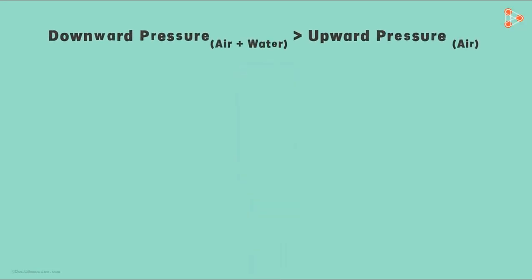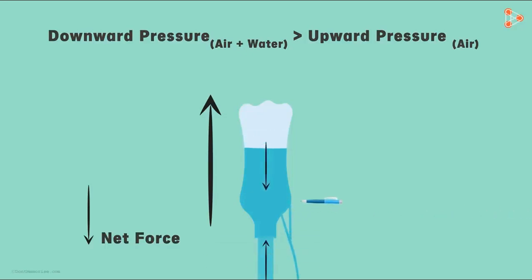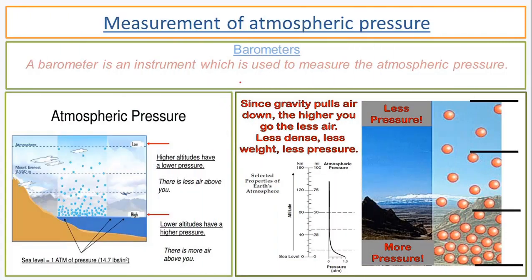The combined pressure of water and air from top could easily overcome the pressure exerted by air from the bottom. Hence, there is net force acting on the paper in the downward direction. That is, there is more pressure in the downward direction. That is the reason why this paper gets detached from the surface. Through the video, I hope you had understood about atmospheric pressure.